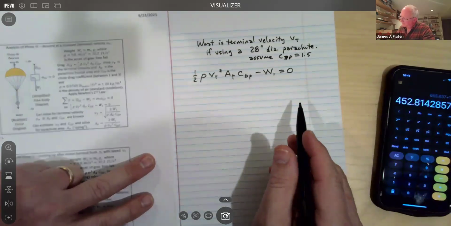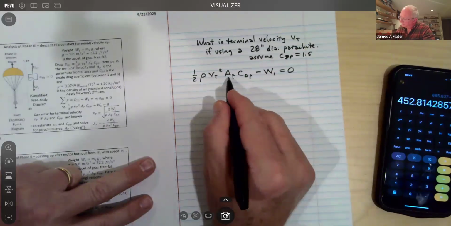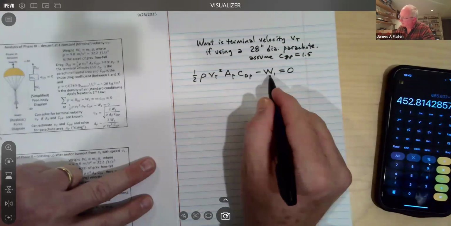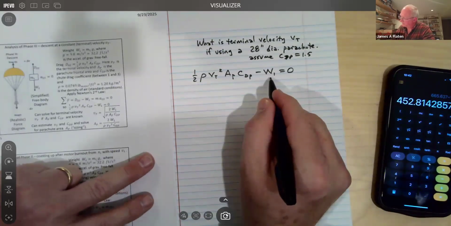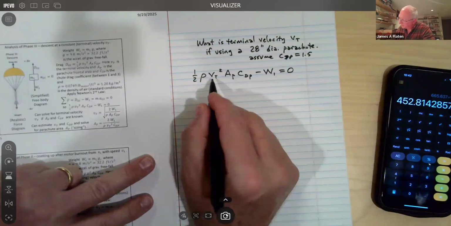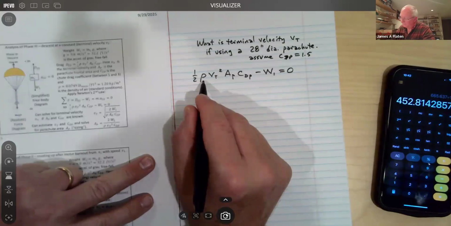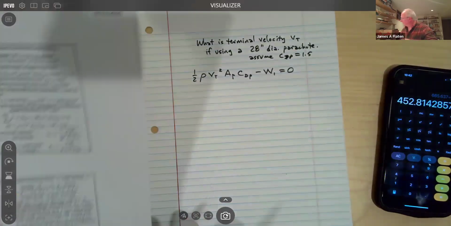I just need a few things here. I need to calculate the area of the parachute. I know this drag coefficient is 1.5. I know the weight because that's from the previous problem. It's 36 ounces or something like that. I'm trying to find the terminal velocity. That's the thing I don't know. And I need the density of air, so I will have to look it up.